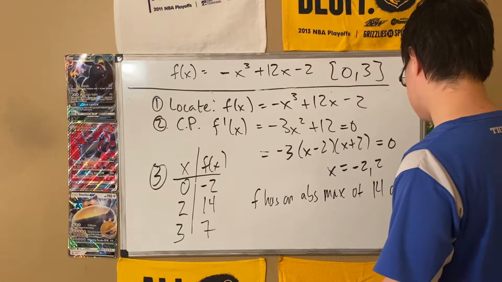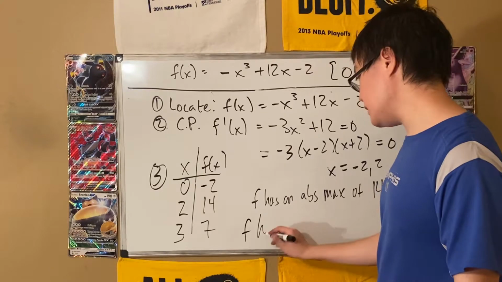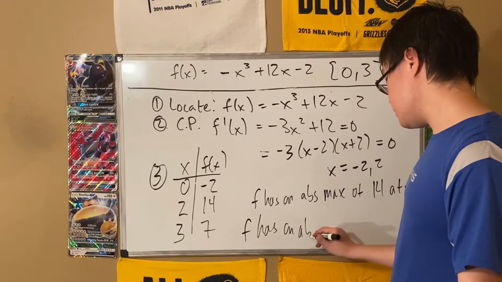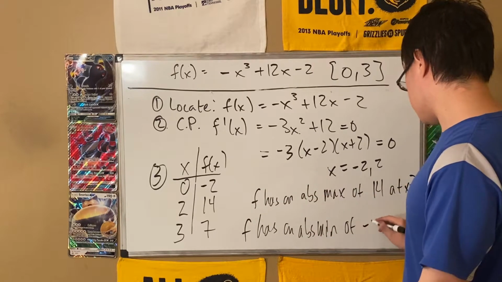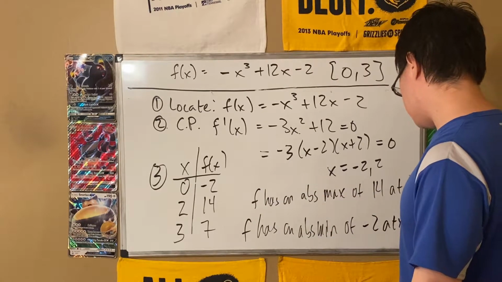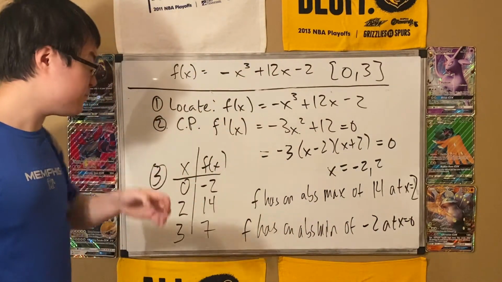That's the worst 2 I've ever drawn, so I'm going to try to redraw it. Then f has an abs min. I'm going to try to save some space of negative 2 at x is equal to 0. So that's how you do absolute maximum min, especially on the closed interval method.